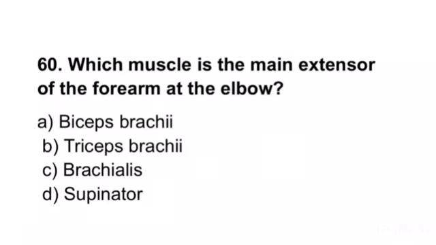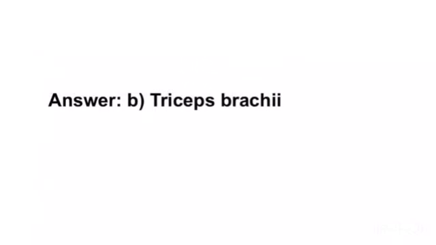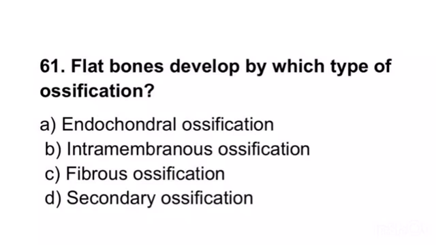60. Which muscle is the main extensor of the forearm at the elbow? A. Biceps brachii. B. Triceps brachii. C. Brachialis. D. Supinator. Answer, B. Triceps brachii.